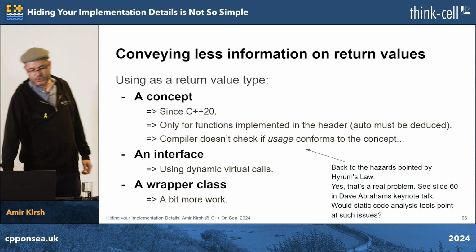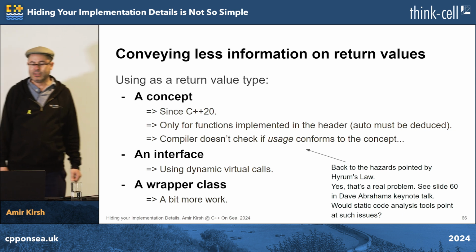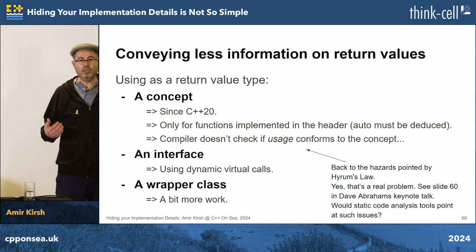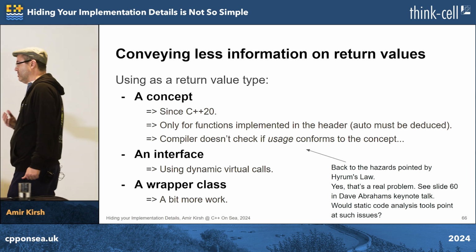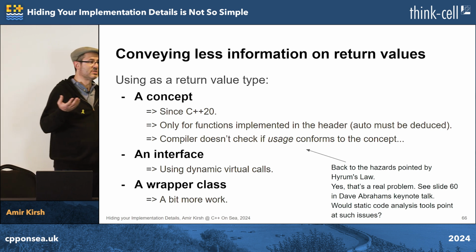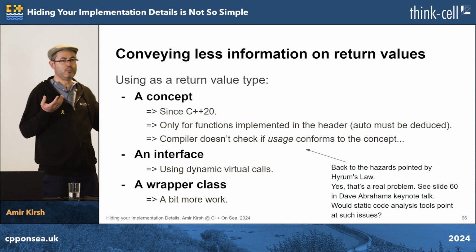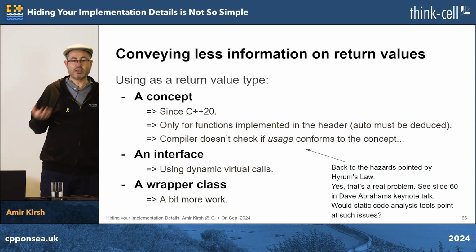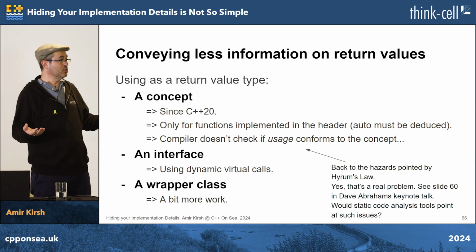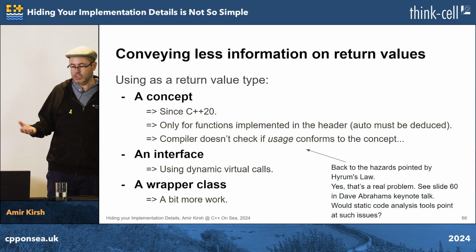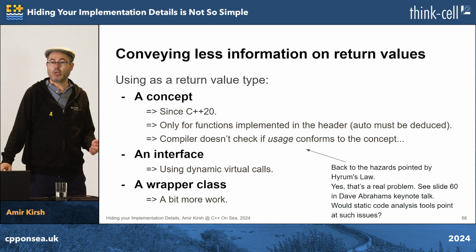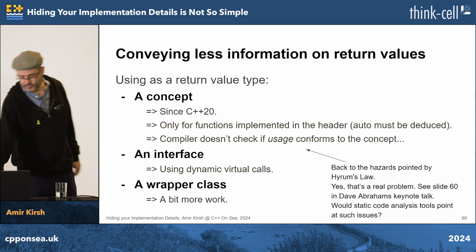And the last option is a wrapper class. But as we saw before, it's a bit more work. Because even if it's just an interface, you just have to declare the pure virtual functions that you want to support, and the actual type would implement them. If it is a wrapper, then you have to implement the delegations, which is not so costly. It's a bit of work, but it is doable, and we should do it. And we don't do it enough.